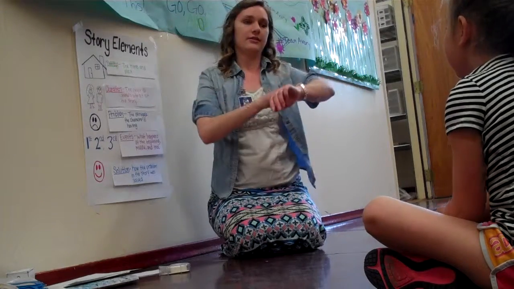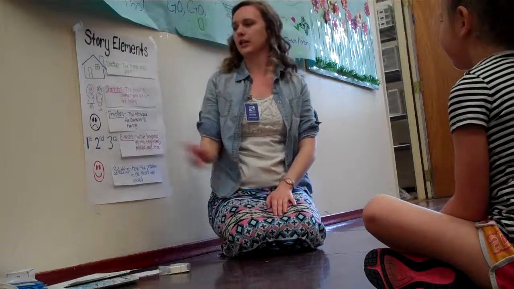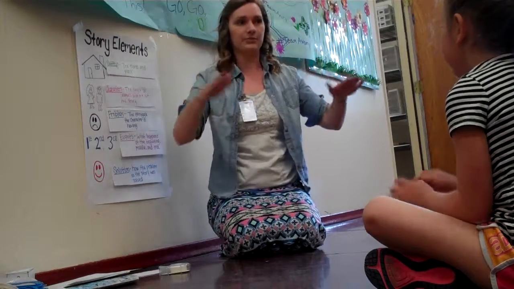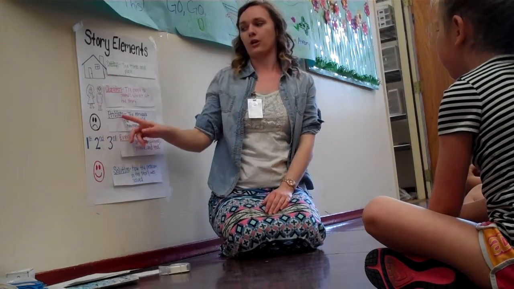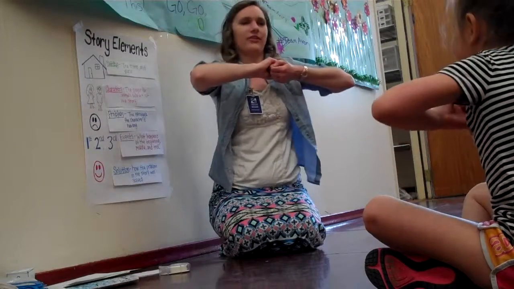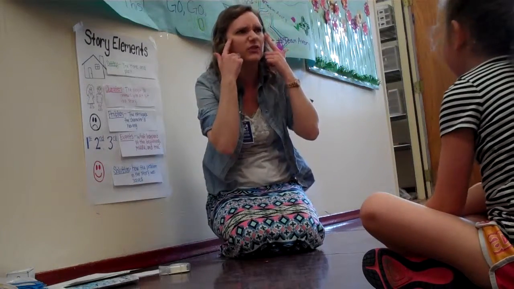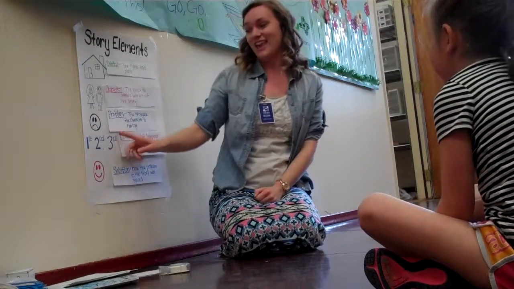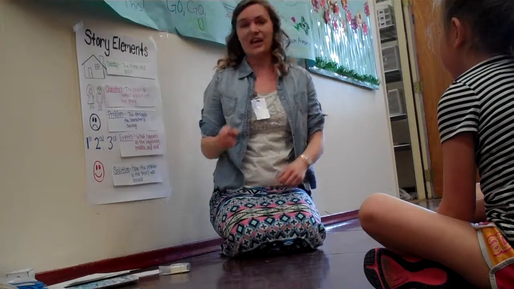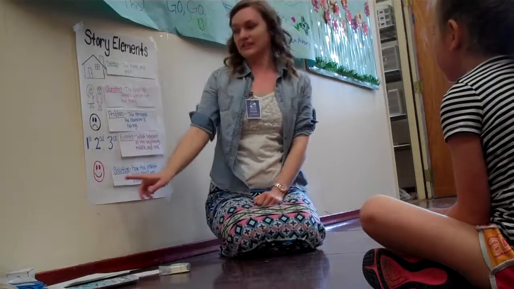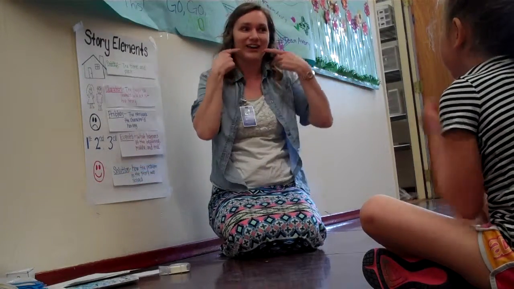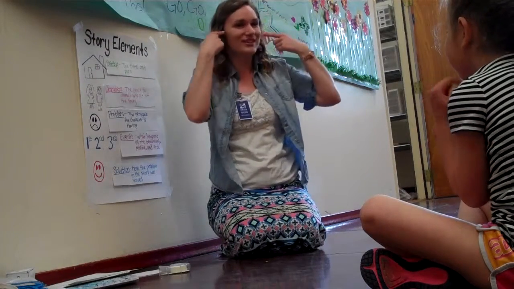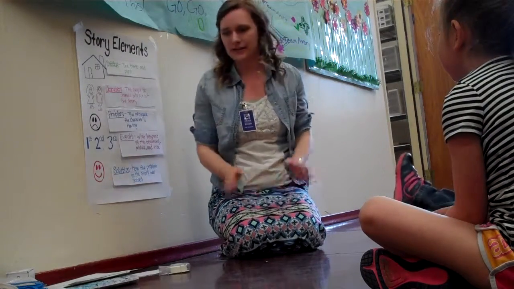So ready, setting, the time and the place. Very nice. Characters. The people or the animals who act out the story. Problem. Struggle. The characters are having fun. Even our face expressions are showing, oh, we're struggling right now. And this is events. So it's what happens at the beginning, the middle, and the end. And this last one was the solution. So how the problem in the story was solved. Very nice. I love it.